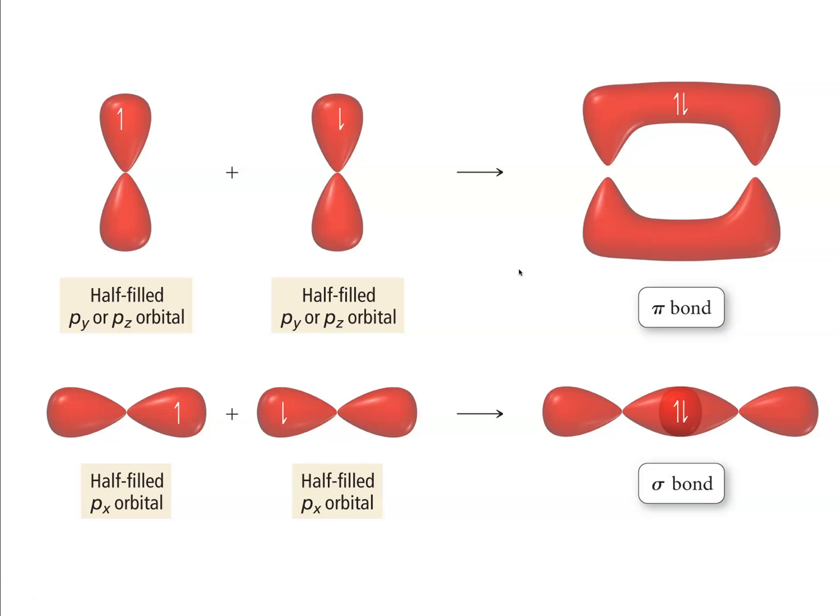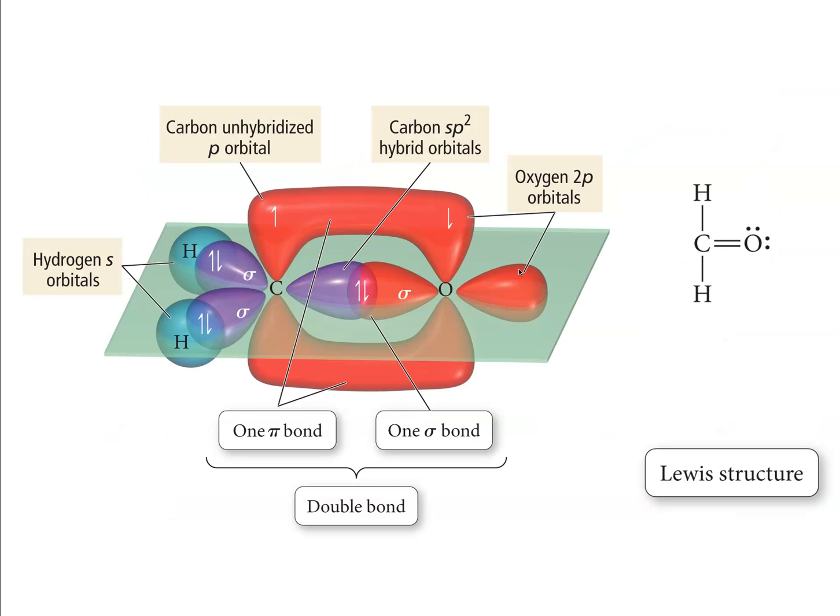The bottom diagram, we have 2 unhybridized p orbitals. They can overlap together to make a sigma bond because, again, they're in between the 2 nuclei. Questions? Okay. So here's our lovely crazy diagram, or one of them at least.